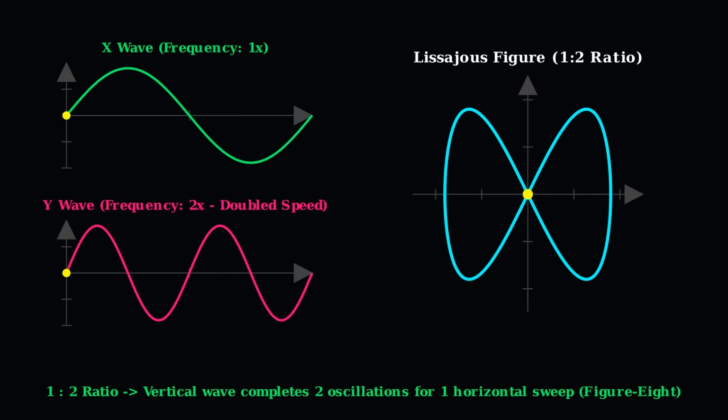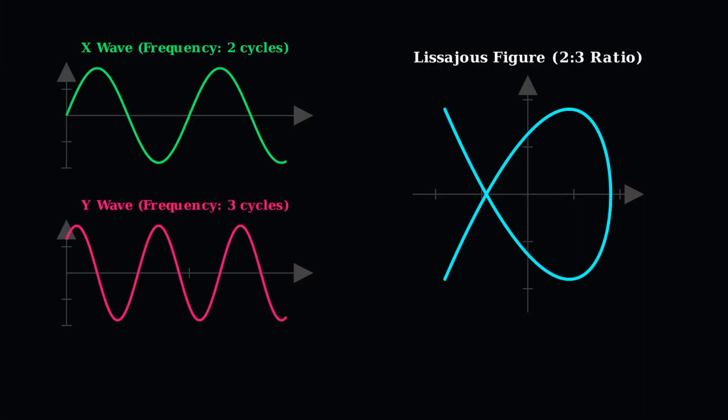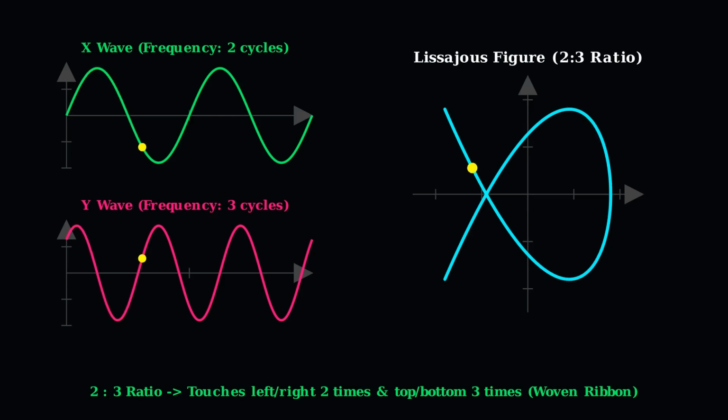What if we try a 2-to-3 ratio? Now, for every 2 horizontal cycles, the dot completes 3 vertical cycles. Watch the outer edges. The dot touches the left and right walls 2 times, and the top and bottom 3 times. The result is a woven, ribbon-like loop.